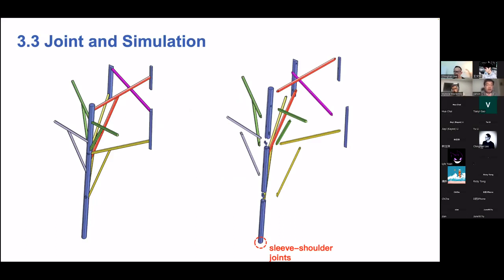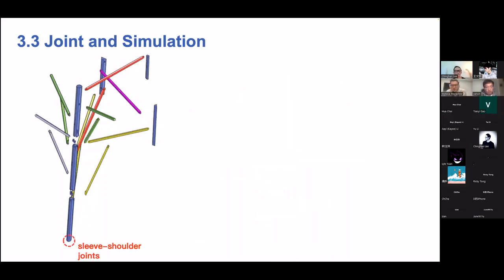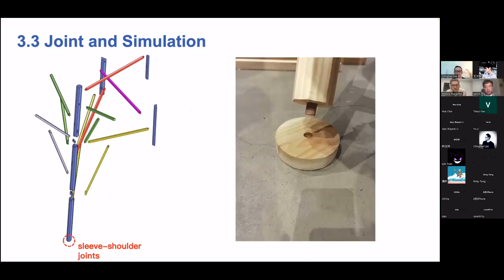So there are three types of mortise and tenon joints here. The first one is slave shoulder joints, and the second one is dovetail joints and the straight joints. For the slave shoulder joints, we use them at the bottom, we just need them to support the whole pavilion.